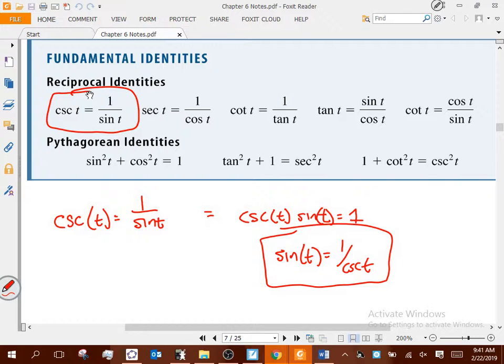The reason that they don't show you those in a textbook is because they're assuming, the author is assuming, that you understand some of your Algebra 1 concepts, and if you've got these two things as reciprocals, we can look at either one, cosecant or sine, and solve for it in terms of the other.